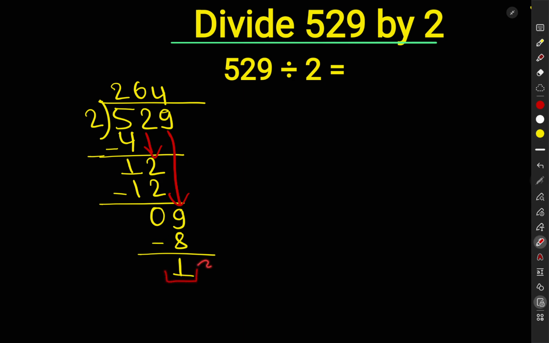So now this 1 is less than 2 and there is no other number to put down. So we take a decimal here so that we put 0. So it is 10 and 2 times 5 is 10. On subtracting we get 0.